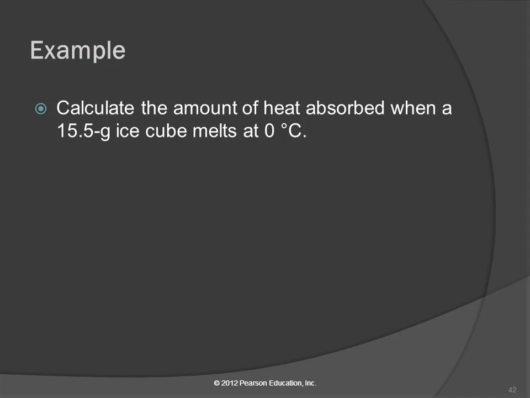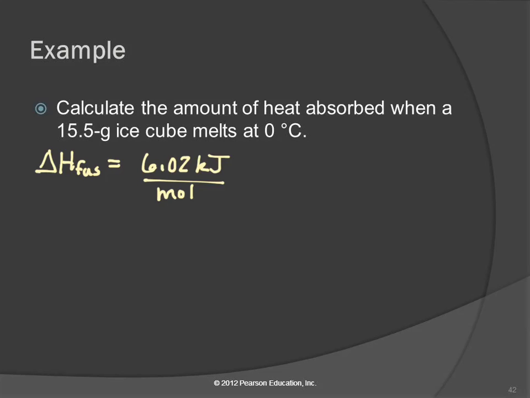So let's do an example. Calculate the amount of heat absorbed when a 15.5 gram ice cube melts at 0 degrees Celsius. So we said that the heat of fusion of water, delta H fuse, was 6.02 kilojoules per mole. That's a great little conversion factor between amount of heat and amount of substance in moles. This is specific to this substance, water. If you're going to do steel or something else, it's going to be different.